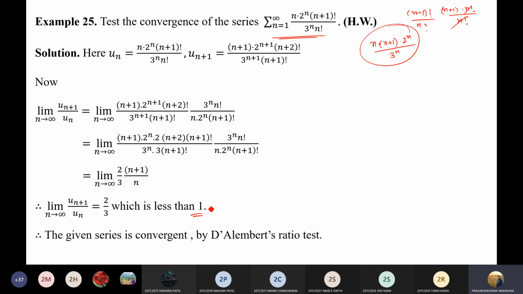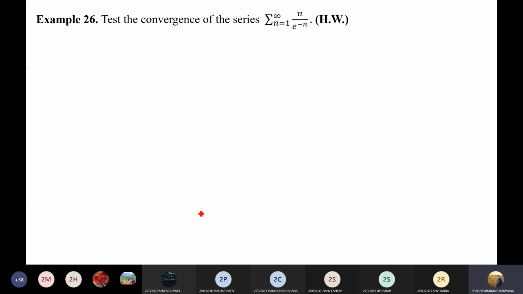Or you can directly find u(n+1) and the limit. But you can first simplify this one and then find u(n+1), so we get it easily in fewer steps.